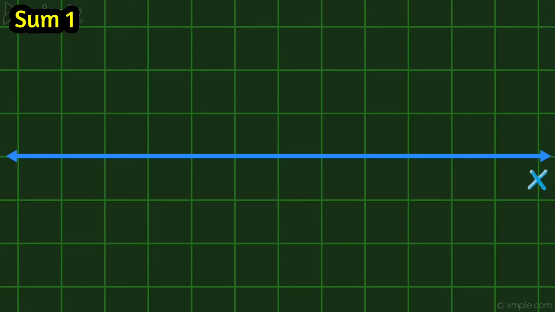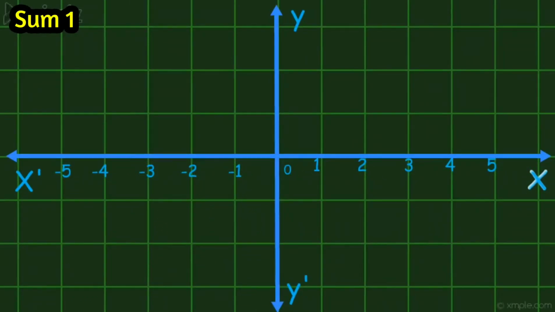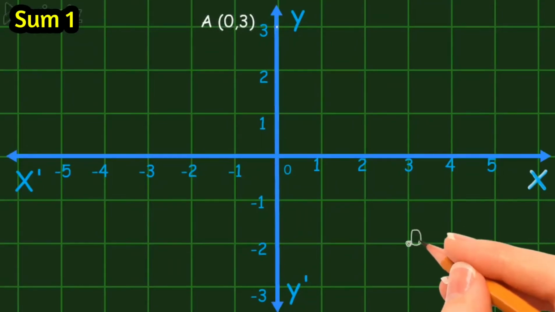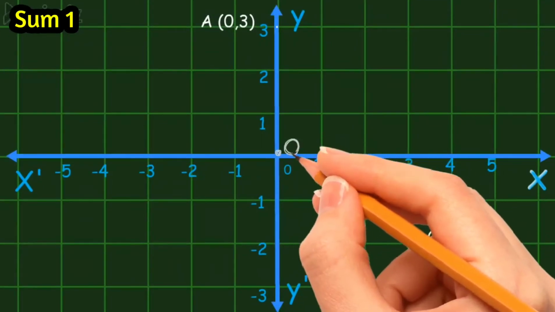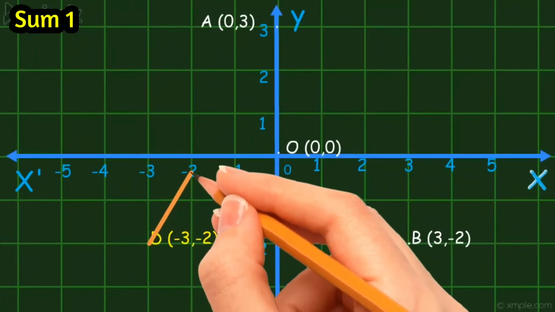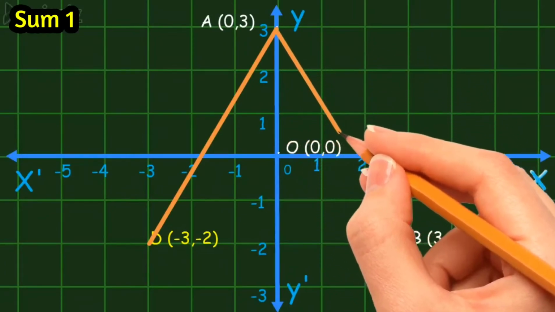First draw the coordinate axis as usual, x axis, y axis. Then after writing the coordinates, we have to first plot the points. First let's write the coordinates on the axis. Now plot the point A 0, 3, B 3 comma minus 2, origin. D is the reflection along y-axis. So see, its x coordinate has changed.